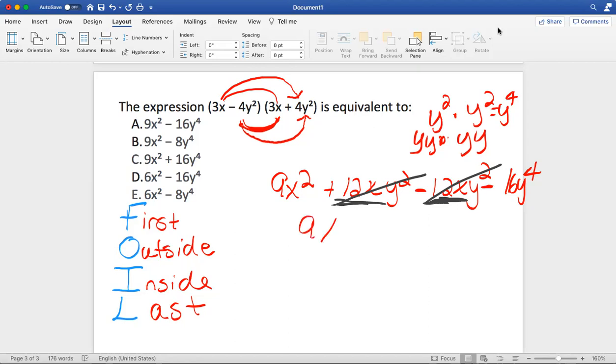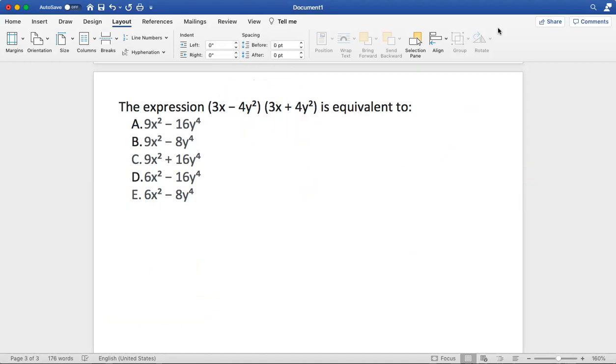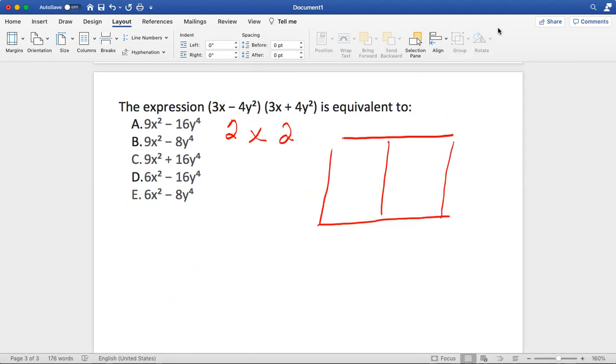So you get your 9x squared minus 16y to the fourth. Now, because I am reviewing with you, I'm going to try and do one last way of doing this problem, and that is the box method. Because we're multiplying a binomial, it's got 2 terms, by another binomial that's got 2 terms, you're going to create a little rectangle that has 4 smaller rectangles in it. We call it box, but I don't like that term because a box is a 3-dimensional object. But guys, you get my point.